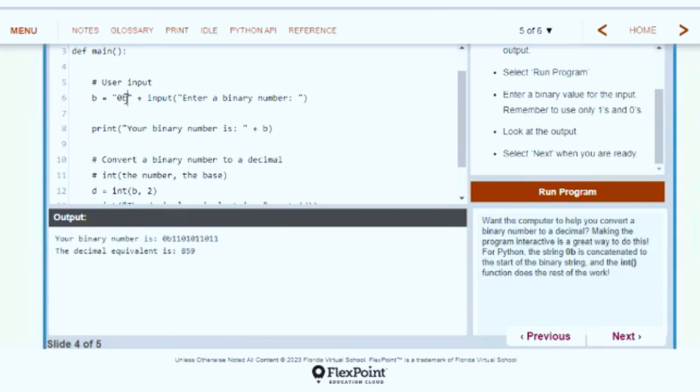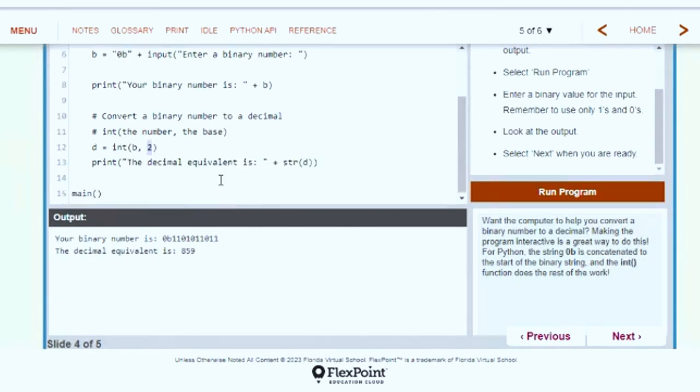You have to add this to the front of it. See, it's taking this variable, adding the 0b plus all them ones and zeros I just entered. So then when it converts it, we tell it, take that number, it's base 2, and print what it is in decimal. Got to use only ones and zeros.